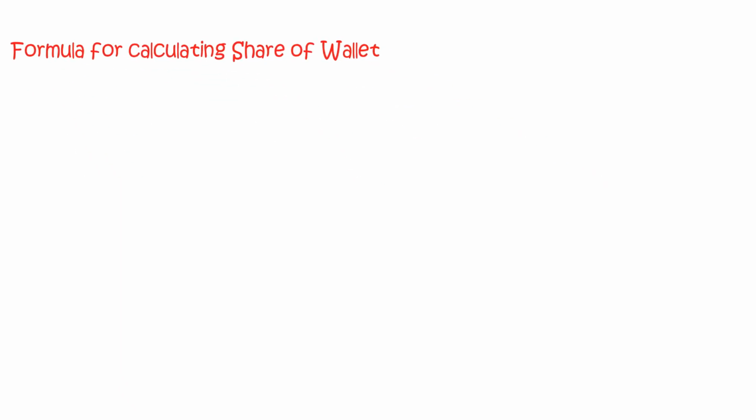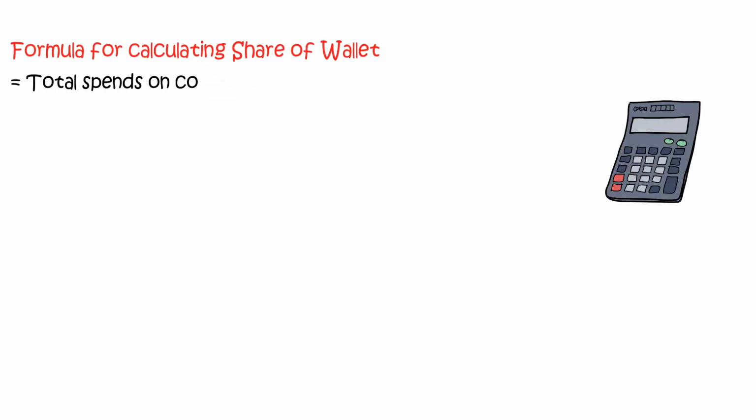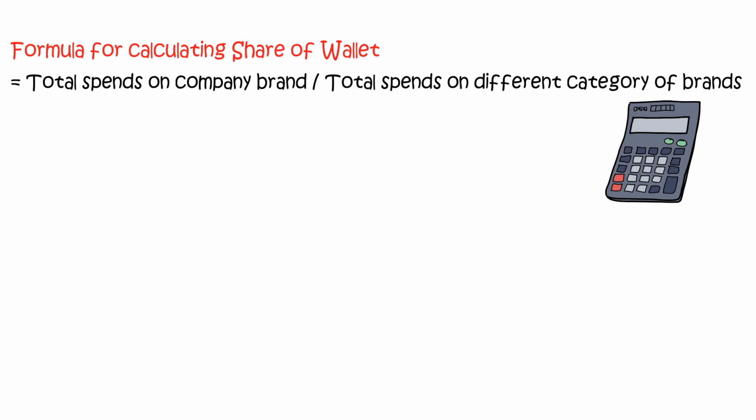Moving on, the formula for calculating share of wallet is total spends on the company brand divided by total spends on different categories of brands, that is 3000 by 5000 is equal to 60%.